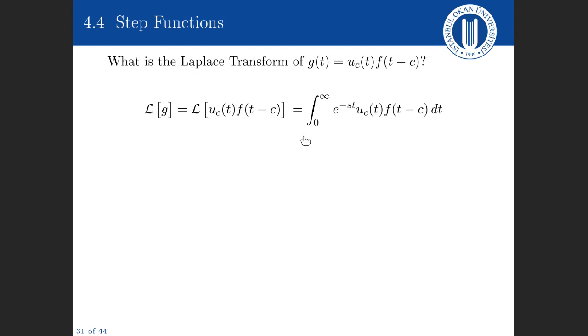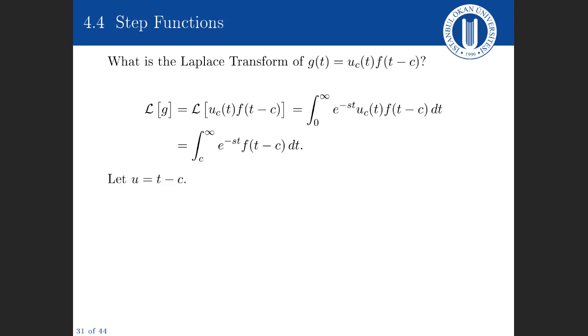Again, using the definition, we want the integral from 0 to infinity, e to the power minus st, uc, f of t minus c. And as we did before, we only need to calculate the integral starting at c, because uc is equal to 0 between 0 and c. After c, the unit step function is equal to 1. So our integrand becomes e to the power minus st, f of t minus c.